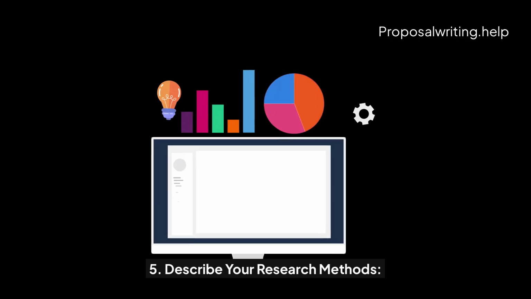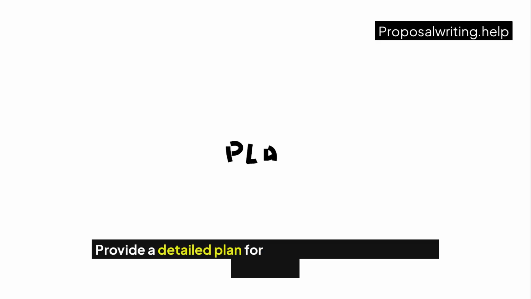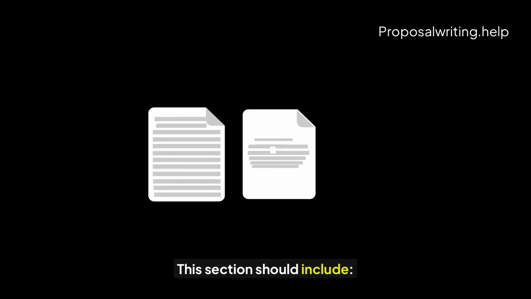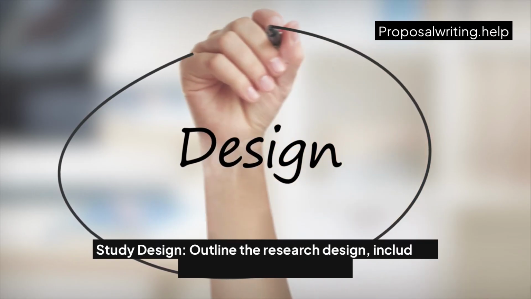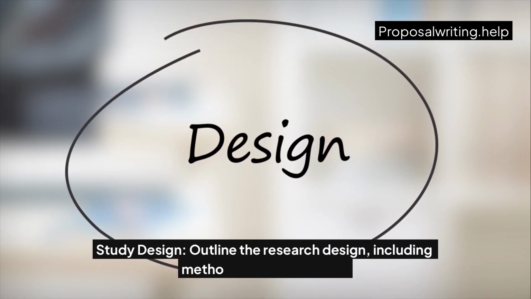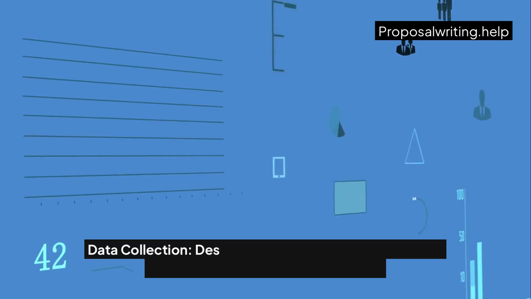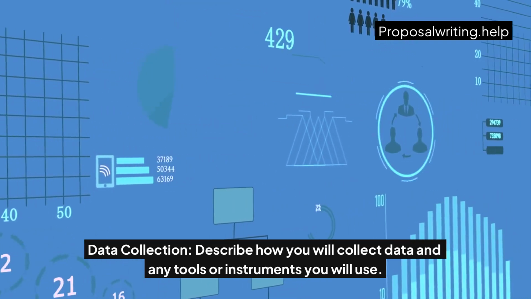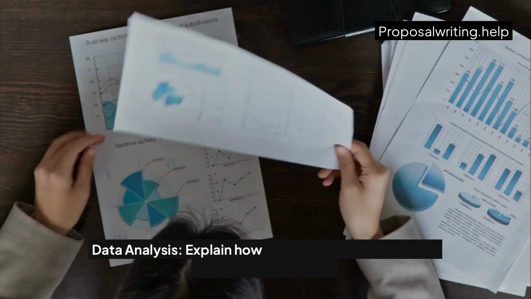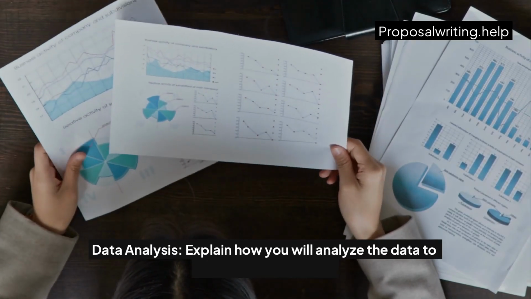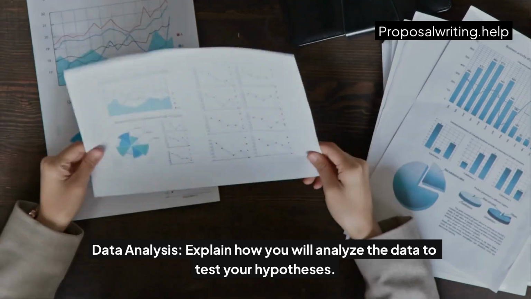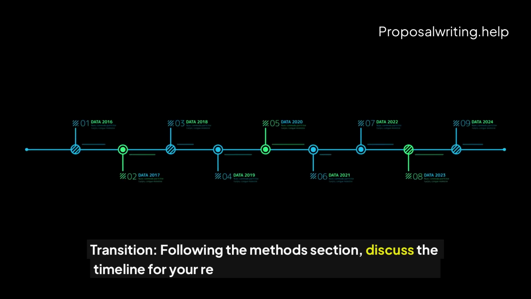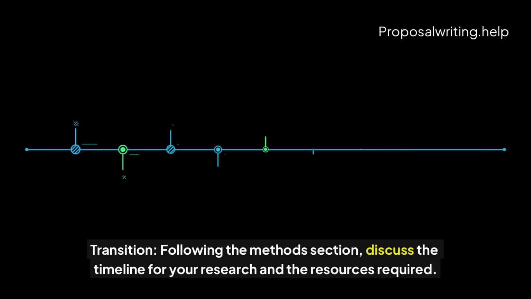5. Describe your research methods. Provide a detailed plan for how you will conduct your research. This section should include study design. Outline the research design, including methods and procedures. Data collection. Describe how you will collect data and any tools or instruments you will use. Data analysis. Explain how you will analyze the data to test your hypotheses. Following the methods section, discuss the timeline for your research and the resources required.